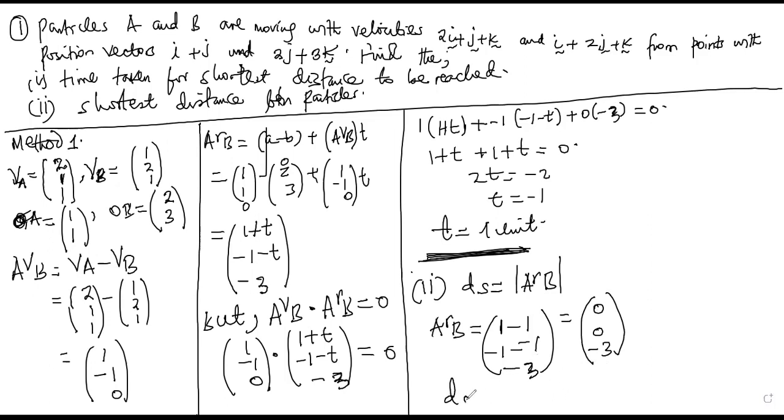So ds will be equal to the magnitude of ARB, which will be the square root of 0 squared plus 0 squared plus negative 3 squared. So this is the square root of 9, which is 3 units. What I had not put in consideration, you need to observe this: the vectors are I, J, but here they give us J and K, meaning we have not been given I, so the I is 0, and they have not been given K, so the K is 0.